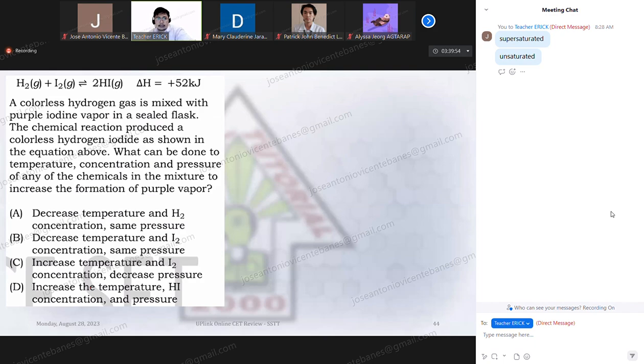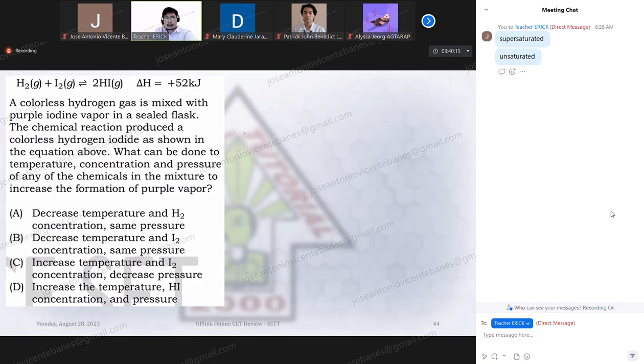Now, the question here is: a colorless hydrogen gas is mixed with purple iodine vapor in a sealed flask. The chemical reaction produces colorless hydrogen iodide as shown in the equation above. What can be done to the temperature, concentration, and pressure of any of the chemicals in the mixture to increase the formation of purple vapor?